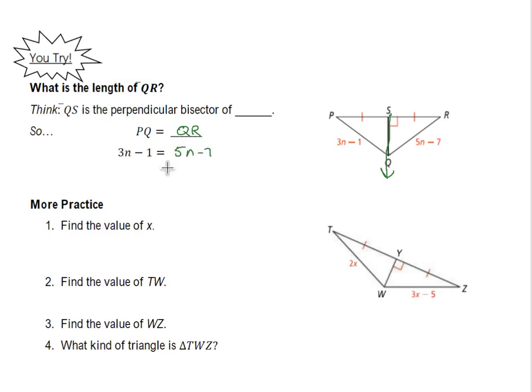So add 1 to both sides and take away 5n. We get minus 2n is equal to negative 6. Divide by negative 2, n is going to be equal to 3. And it wants us to find the length of QR. QR then is going to be 5 times 3 take away 7, which is 15 take away 7, which is 8.